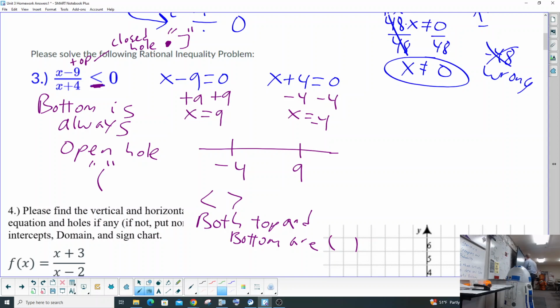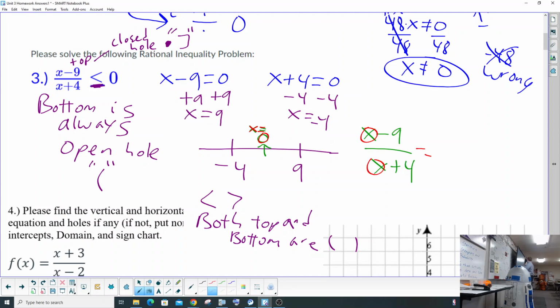Cool. So now you're going to choose a test point. You only have to do one, and then alternate the signs. My favorite test point is 0, right? When x equals 0, because 0 just makes things go away, and that's fun. So our original problem is x minus 9 over x plus 4. And now, wherever we see an x, we're going to plug in a test point of 0.